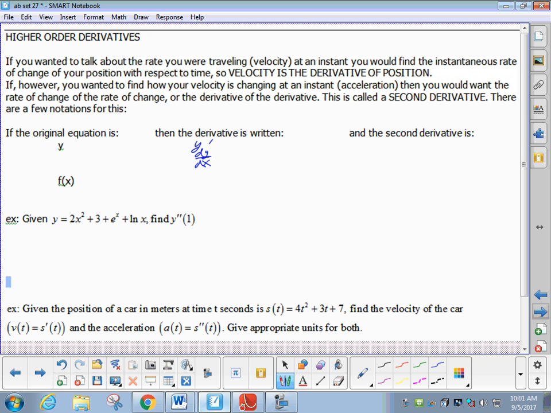If you are then to write the second derivative, the derivative of that, well, instead of y prime, it's y double prime. The Leibniz notation is a little more cumbersome. It is something like this.